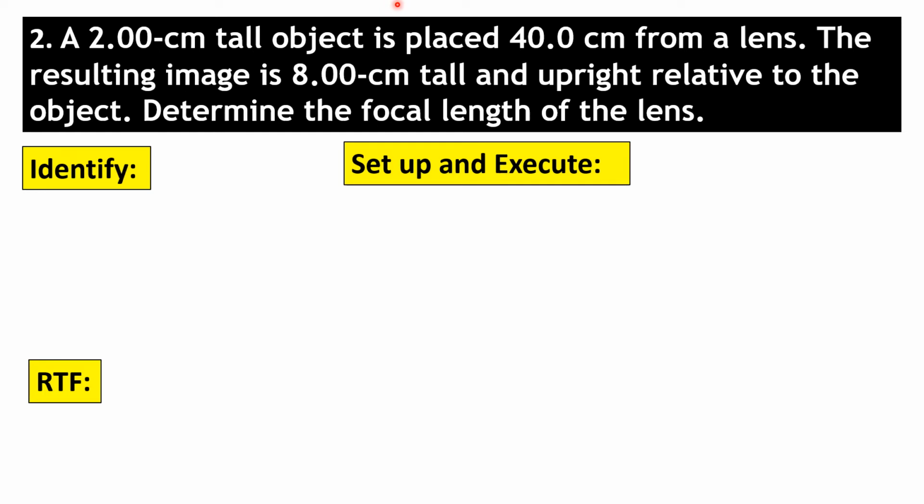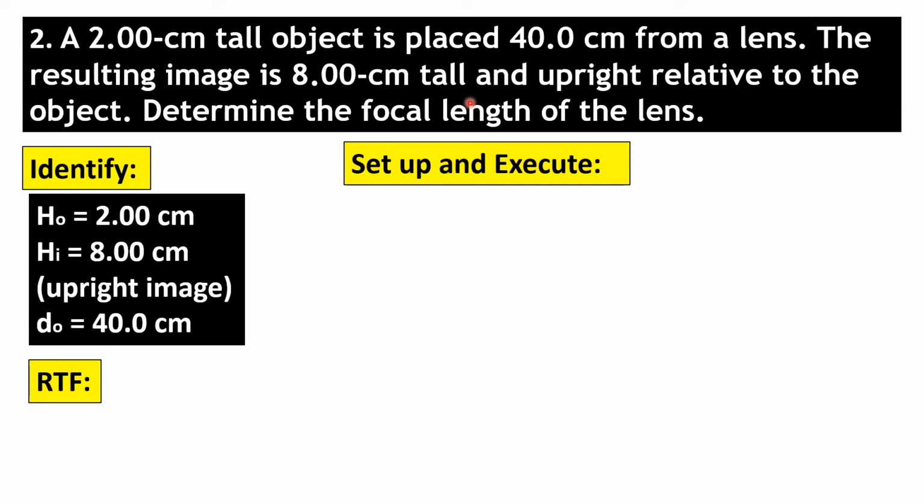Our second problem: we have a 2 centimeter tall object placed 40.0 centimeters from a lens. The resulting image is 8.00 centimeters tall and upright relative to the object. Determine the focal length of the lens. So first, let's identify the given data.